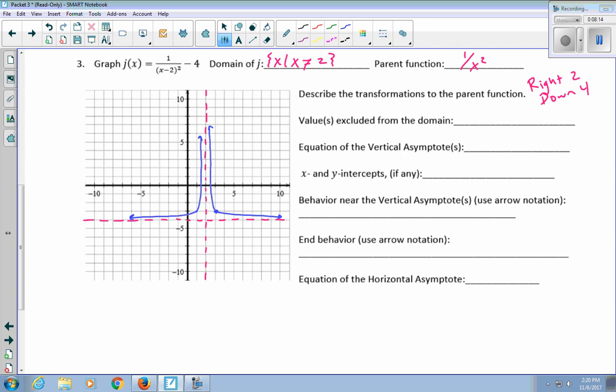And then you can answer the rest of the questions, right? So values excluded from the domain, that would be 2. Can't plug in a 2. Equation of the vertical asymptote. So this vertical pink line here is x equals 2.